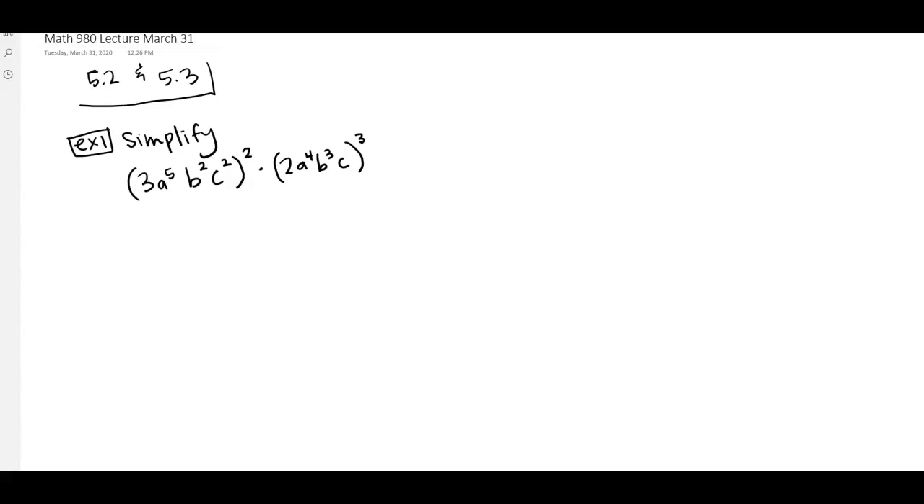So the first thing that you're going to want to do is clear the parentheses by distributing this power of 2 to everybody. So remember, we've got to put a power of 2 on the 3, the 5, this 2, and this 2. So let's start that out, right? So what's 3 to the 2nd power?